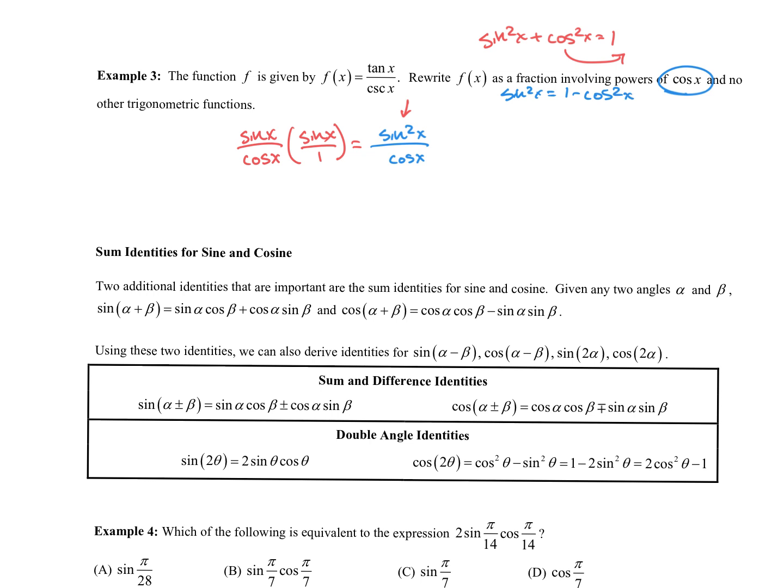Then I'm just going to replace sine squared with 1 minus cosine squared. So this is really just 1 minus cosine squared x over cosine x. And so I went from tangent over cosecant to 1 minus cosine squared over cosine, which is the same thing. I just manipulated the way it looks.